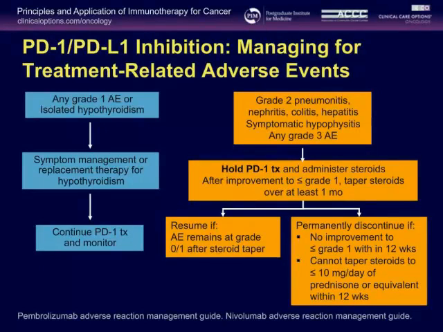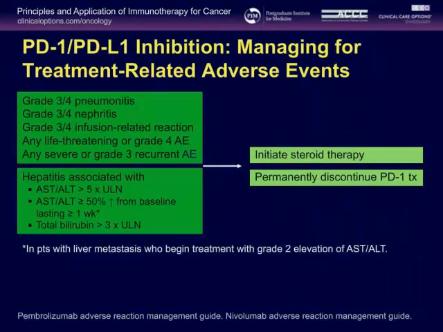This is a little algorithm for thinking about how to manage it. For any grade 1 adverse event or just hypothyroidism, you want to manage symptoms, do hypothyroidism replacement with thyroid hormone, and then you can continue treatment. If they've got a grade 2 pneumonitis, nephritis, colitis, hepatitis, asymptomatic hypophysitis, anything that's grade 3, hold the drug. Give them the steroids. After improvement to grade 1 or better, you can taper the steroids, and then you can resume if they still have no clear recurrence of those symptoms after they're off steroids. But you need to stop if it doesn't get better within 12 weeks, or if you can't taper the steroids to less than 10 milligrams a day of prednisone or the equivalent within 12 weeks.